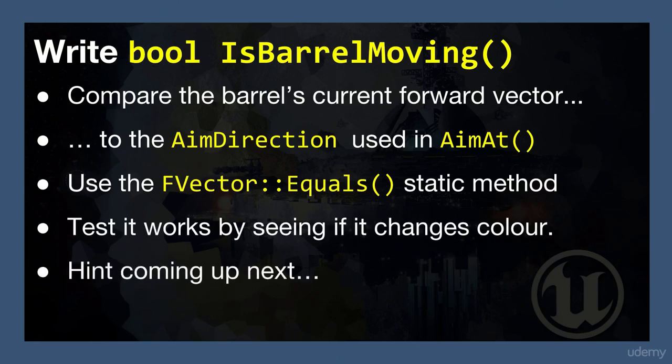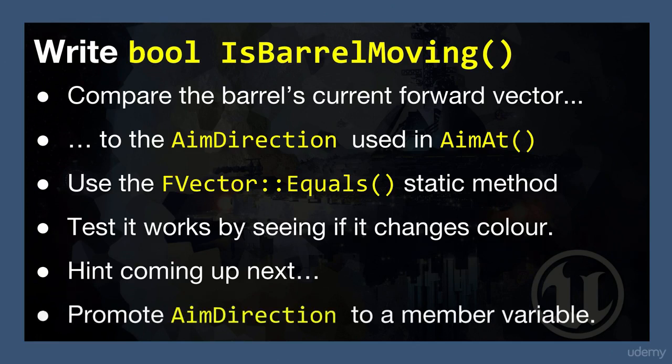And I've got a hint coming up next, so if you're ready for the challenge without a hint, go ahead, pause the video now. If you want a tiny bit more information, here it comes. I suggest that you promote the aim direction local variable inside the AimAt method up to a member variable for ease. Okay, go ahead, pause the video and have a crack at that now.